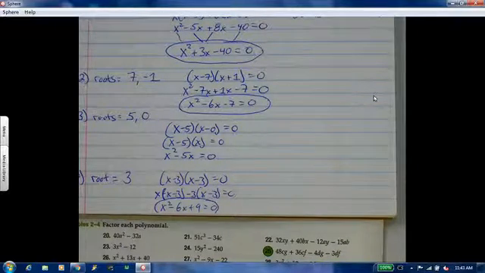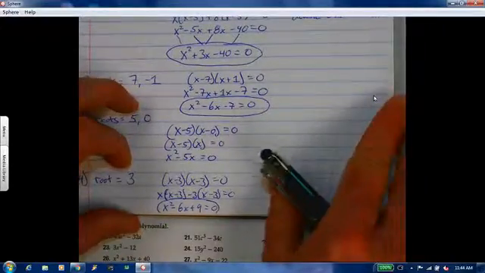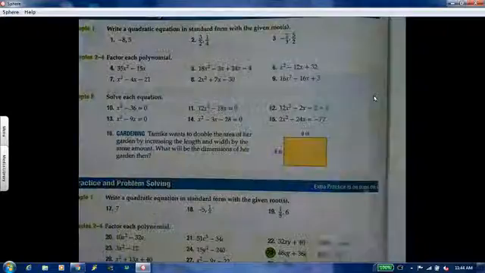Okay, let me multiply these out. Okay. You can write it down. Okay. So far, so good. This is the easy part of the lesson.